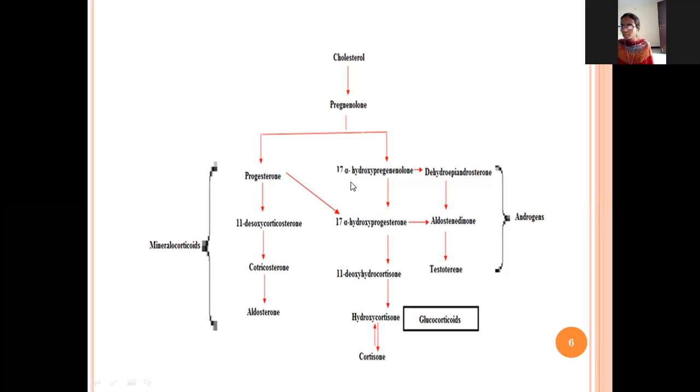Here the 17 alpha hydroxypregnenolone is converted into 17 alpha hydroxyprogesterone. This is converted into 11 hydroxyhydrocortisone, and hydroxycortisone is converted to cortisone. So here 17 alpha hydroxypregnenolone is converted into dehydroepiandrosterone, and this is converted to androstenedione, and this is converted into testosterone. So this is about the biosynthesis of the corticosteroids.